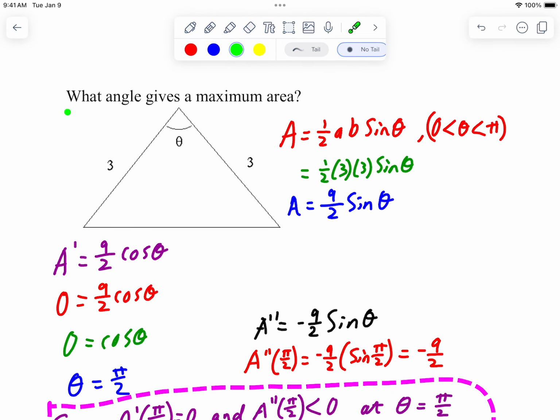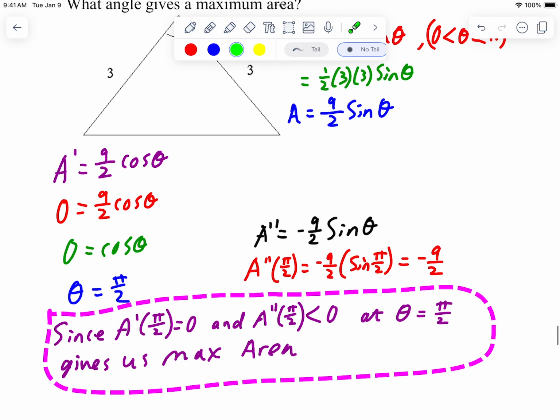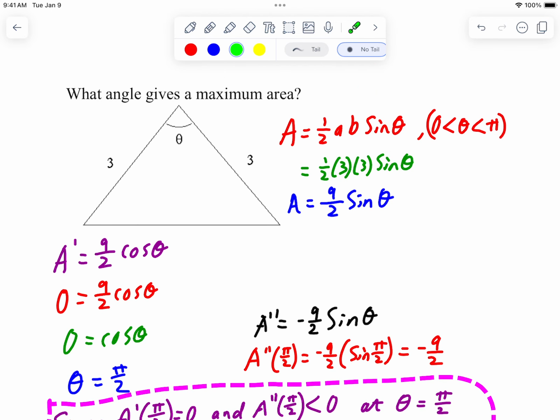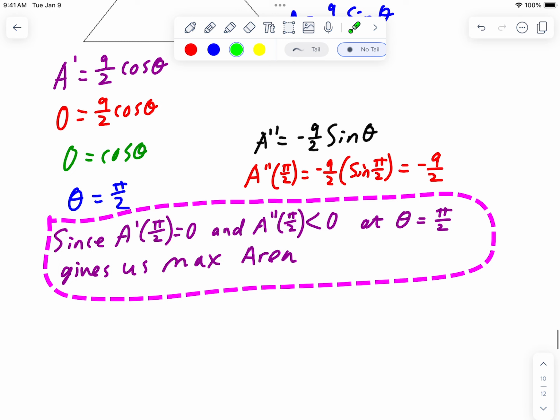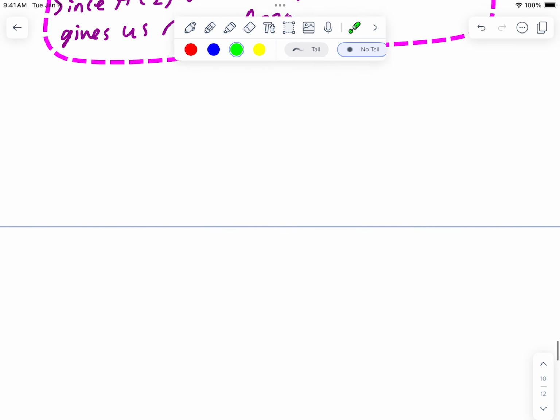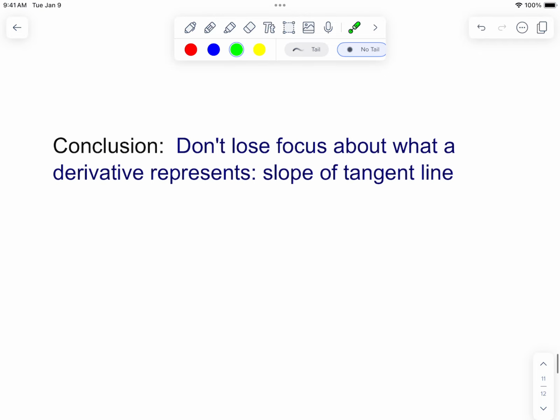Notice that it asked what angle gives us the maximum area. It did not ask us for the maximum area. If it asked us for the maximum area, we would have plugged theta back into our equation here and calculated the area, but it didn't. Questions? Great, pretty straightforward. All right, so conclusion.